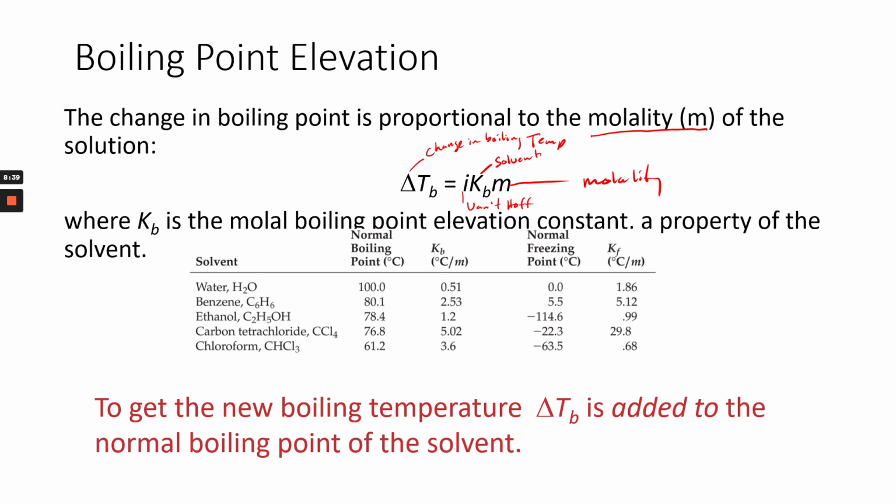So here is a table of K_bs for different solvents. Most of the time we're going to be dealing with water. To get the new boiling temperature, once you calculate delta T, so say we're dealing with water, you take the old boiling temperature and you add delta T_b to it, and that gives you your elevated boiling temperature.